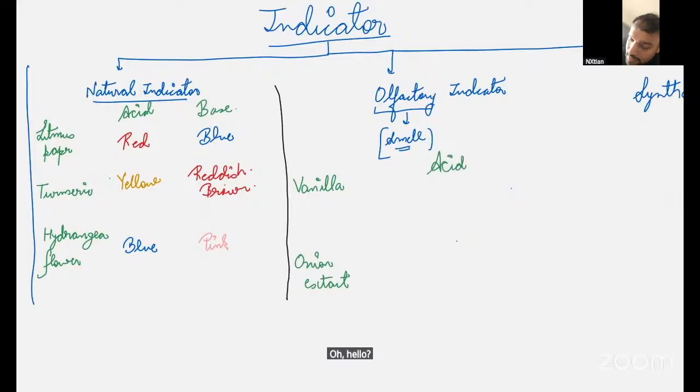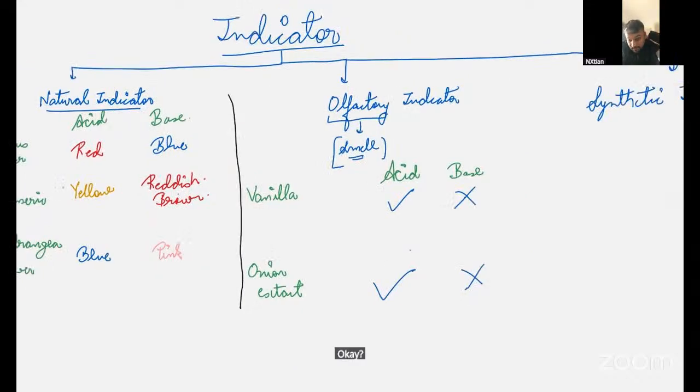And the second one is base. So in acid, the smell of vanilla will be there, but in base, it won't be there. Same with onion extract: the acid smell will be there, but in base, it won't be there. Okay. Did you understand, guys?